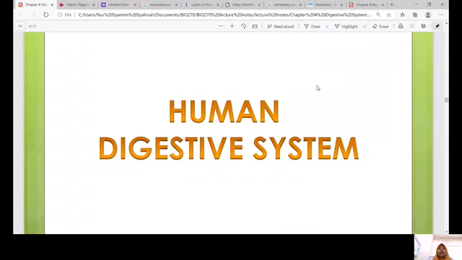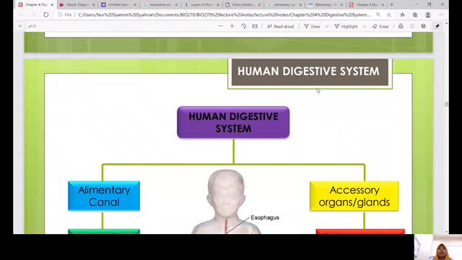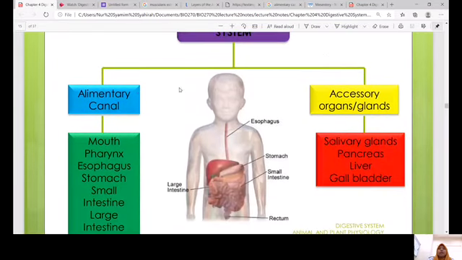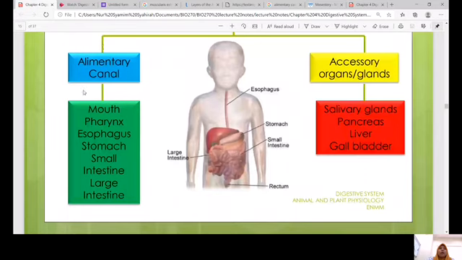So let's go through the human digestive system. It consists of two parts. The first is the alimentary canal, which we also call the digestive tract or gastrointestinal tract. The second is the accessory glands or accessory digestive organs. The alimentary canal consists of the mouth, pharynx, oesophagus, stomach, small intestine and large intestine. Meanwhile, the accessory organs consist of the salivary glands, the pancreas, the liver and the gallbladder.